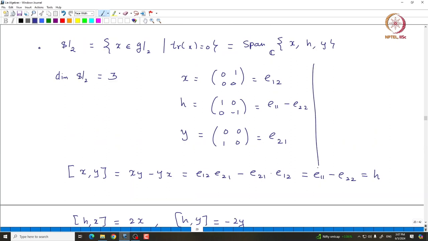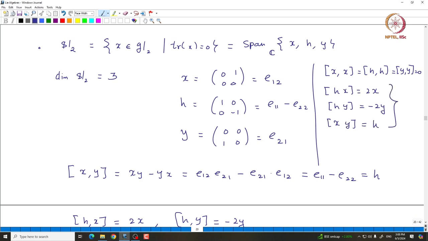So, with this basis, the brackets of these elements are given as follows: the brackets of xx, hh and yy must be 0, and then the bracket of hx is going to be 2x and the bracket of hy is going to be minus 2y, and similarly the bracket of xy is going to be h. So, these are the most important structure constants of SL2. Now let us see how one can use this to understand the structure of SL2.